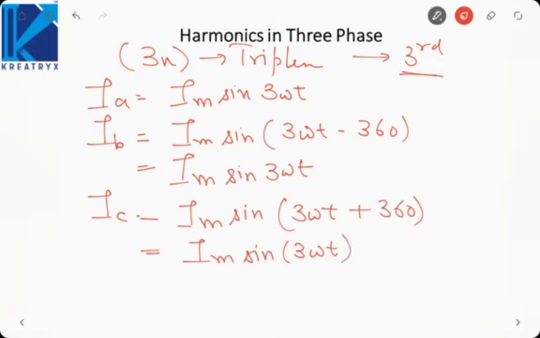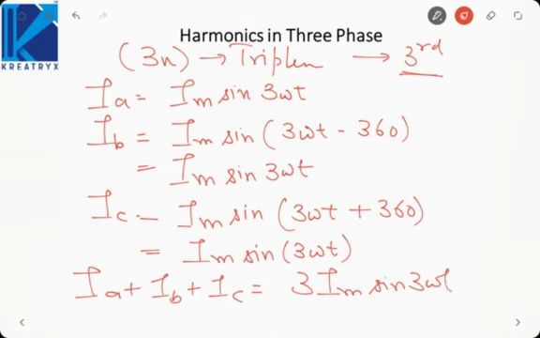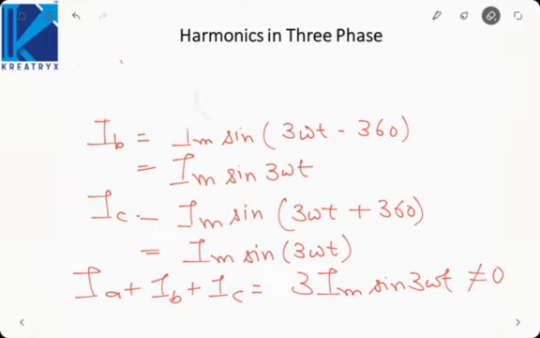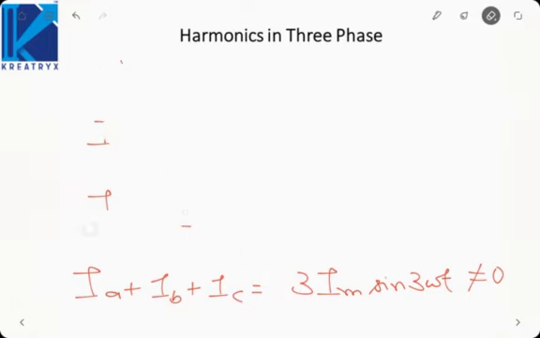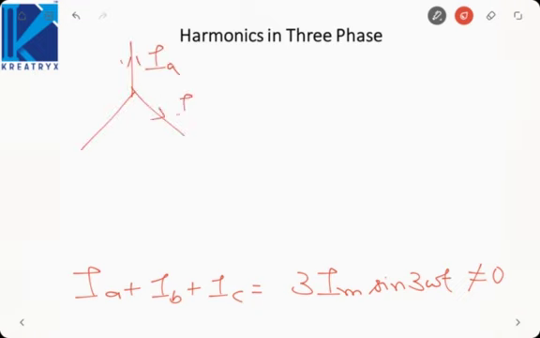Now if you take IA plus IB plus IC, this is not balanced because they do not have 120-degree phase difference between them. So these are not balanced currents. If we take the sum, it will be 3 Im sin 3 omega t, which is not equal to 0. Okay. So if we take star connection, let us say, if we take star connection, then according to KCL, IA plus IB plus IC should be 0.